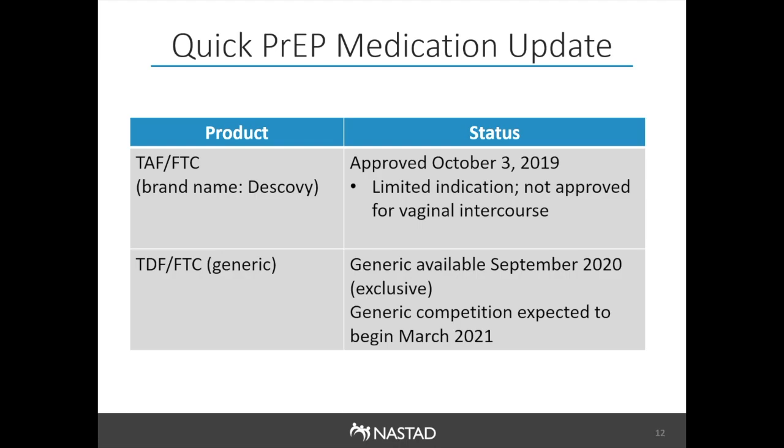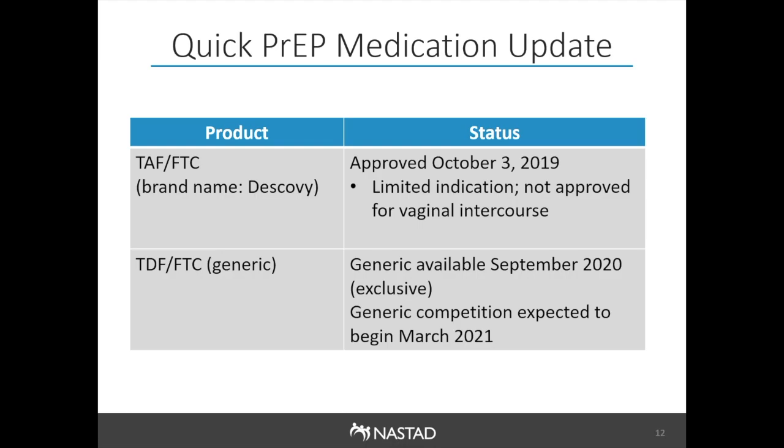And then Descovy, the TAF-based regimen, was approved for PrEP in October of this year for at-risk adults and adolescents. And notably, Descovy is not indicated for individuals at risk of HIV infection from receptive vaginal sex, because the effectiveness in this population has not been evaluated.